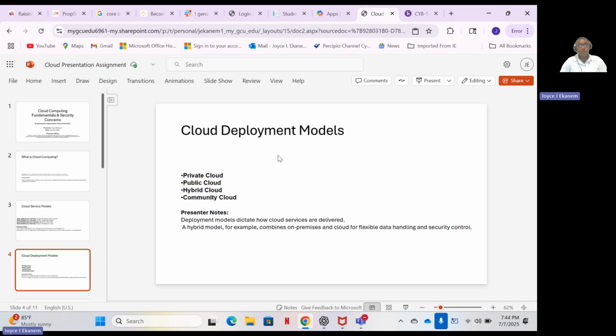Cloud deployment models. There are actually 4 types of cloud deployment models, which are the private cloud, public cloud, hybrid cloud, and community cloud. Deployment models dictate how cloud services are delivered. A hybrid model, for example, combines on-premises and cloud for flexible data handling and security control.